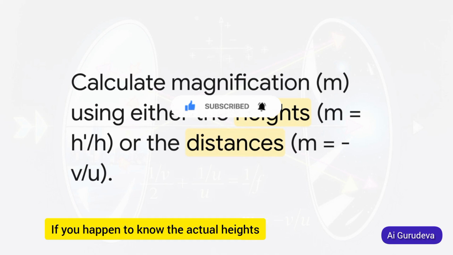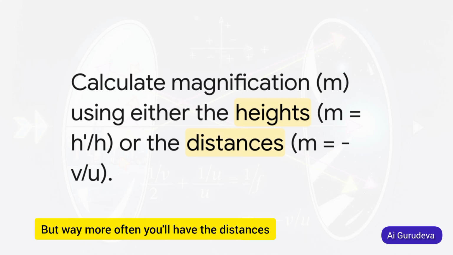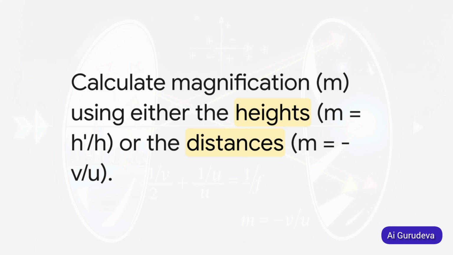If you happen to know the actual heights, you can just divide the image height by the object height. But way more often you'll have the distances, so you'll use that second, really powerful formula: negative v divided by u.